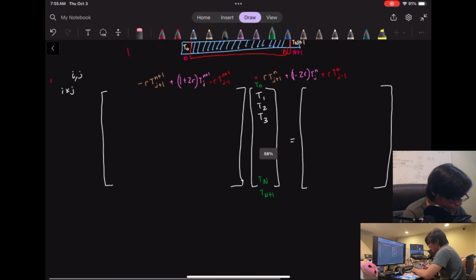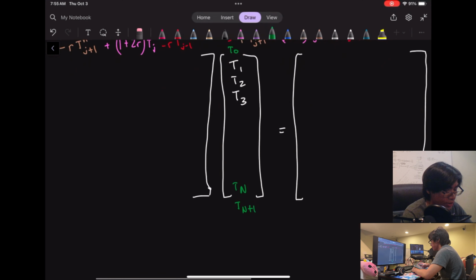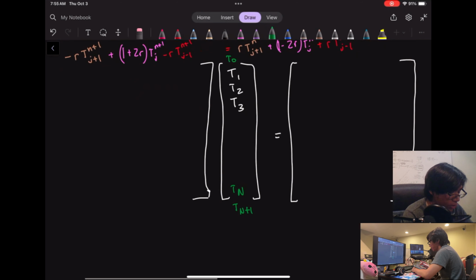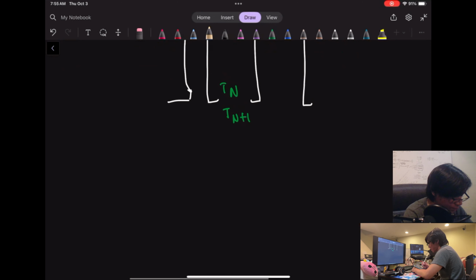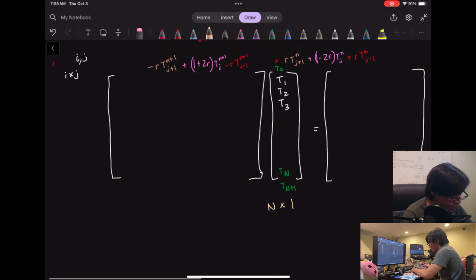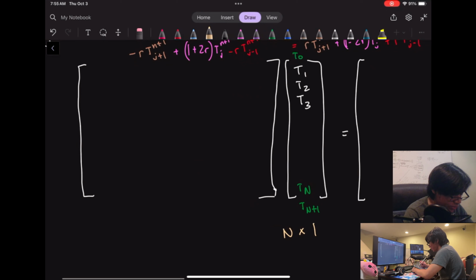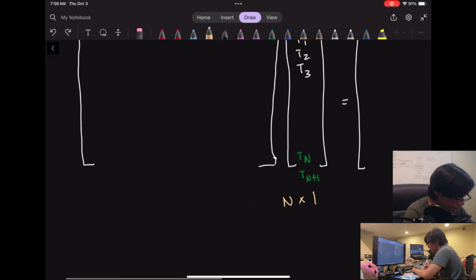But this is simply a 1 column vector with n number of rows, since it's all our temperatures. So this is n rows by 1 column. And then for here, we're doing a dot product. So all these columns need to match up with all these rows. In that case, we know the number of columns has to be n as well.